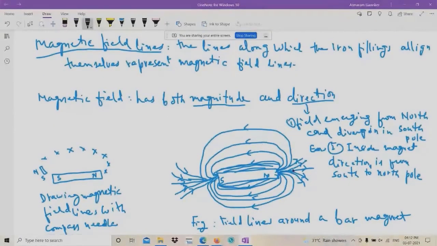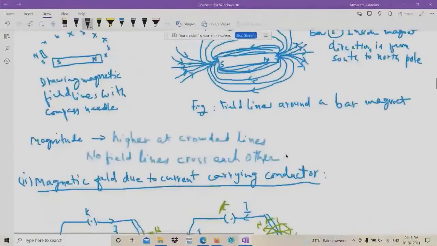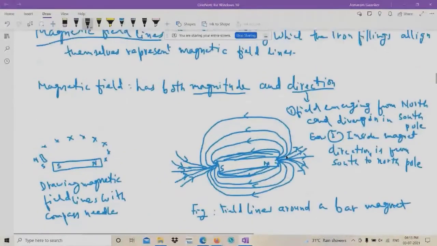And again I have shown you magnetic field lines drawn here, which show the magnitude and direction. Magnitude meaning how much is the strength of the magnet, very strong or weak. That is called the magnitude of the magnetic field. And the direction is from which point it starts and which point it ends. So let us see the direction first.